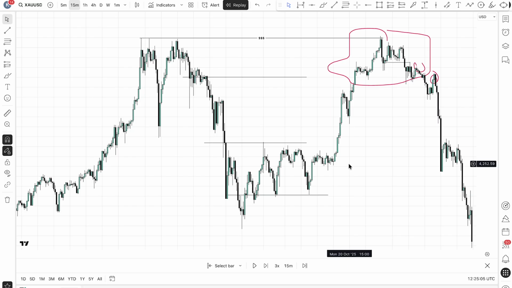So that is the difference between a break of structure and a sweep of liquidity. Let me go to the next video.